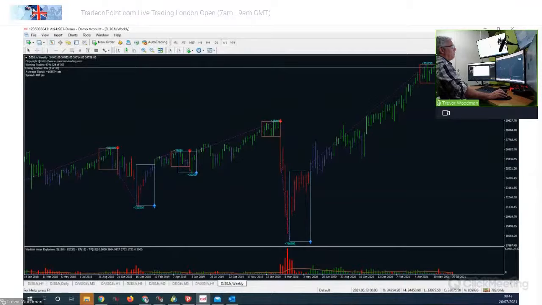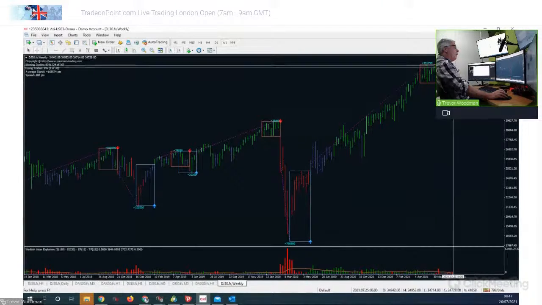Even this weekly on the Dow Jones is still a signal, even though it's gone against it. Right now it's a down day today. Like I said, we had all these up days last week, but it still hasn't broken the high. So this signal is still in play.